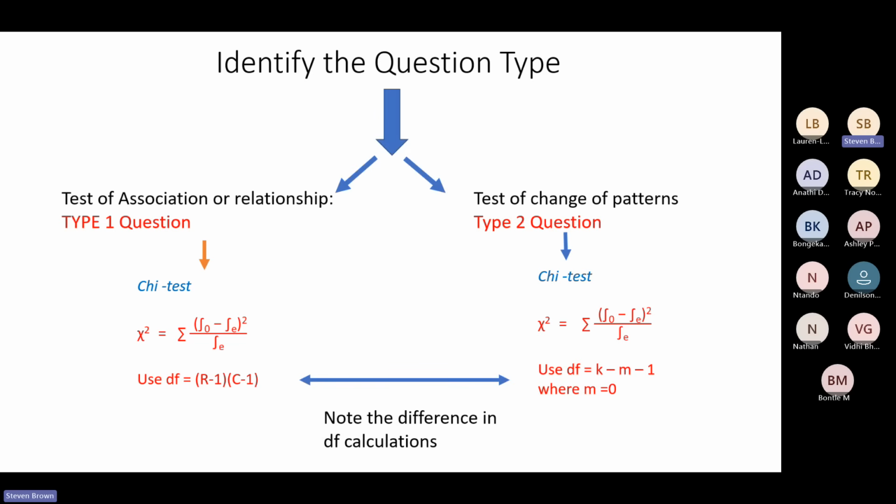So you get a question at the top, and then you have to decide whether it's a type 1 or a type 2. Is it a relationship or is it a change of pattern? We're going to do both. I'm going to show you both of these questions, and then you can make that big decision yourself.